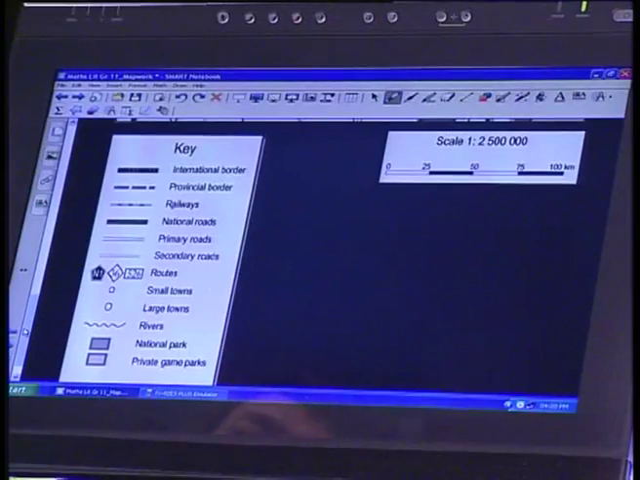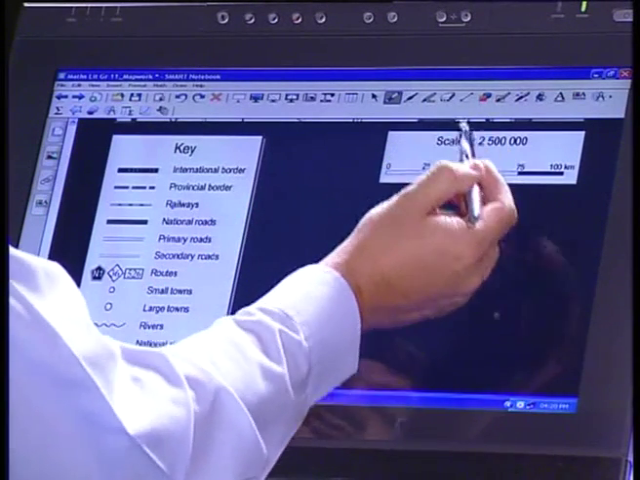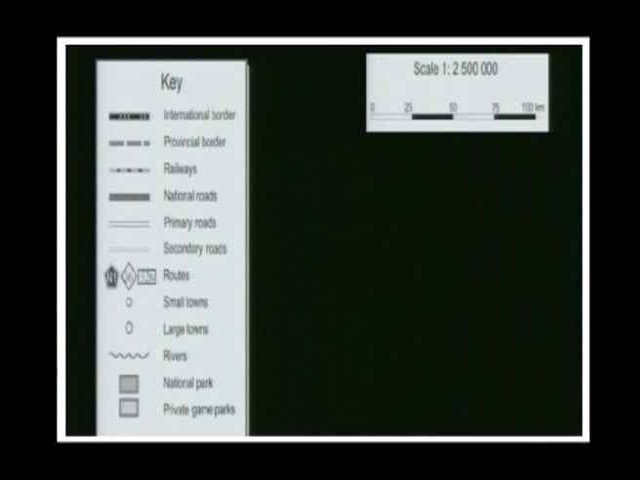Okay, our next question then asks this. Before we get on to the next question, we've just discovered something here. We've discovered a scale. And this scale says 1 is to 2,500,000. It also gives us a bar scale, saying that the distance from this point over here all the way to that point over there represents 100 kilometers. Remember, it's not 100 kilometers, it only represents 100 kilometers. Okay, which one's the best one? We said the bar scale.